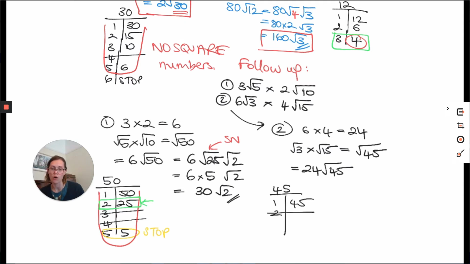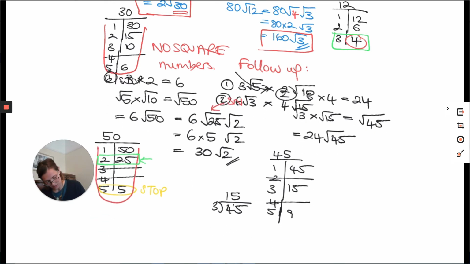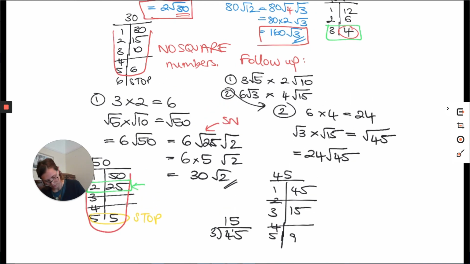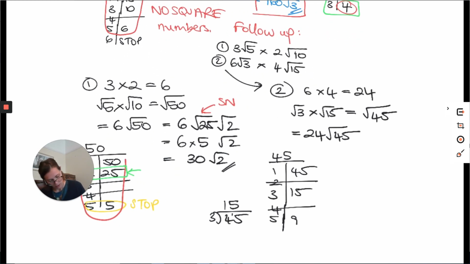2 doesn't go because it's an odd number. 3 goes, so let's look at 3 into 45. 3's into 4 go once, carry the 1. 3's into 15 go 5 times, so we've got the 15 here. 4 doesn't go. 5 goes 9 times. Let's just move this up. There we go. Does 6 go? No. 7 doesn't go. 8 doesn't go. And 9 is already on your list, so 9 is telling you to stop.